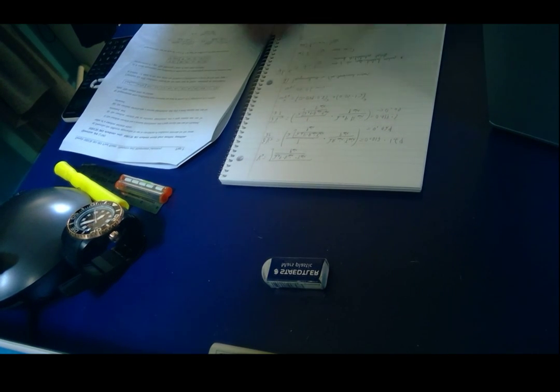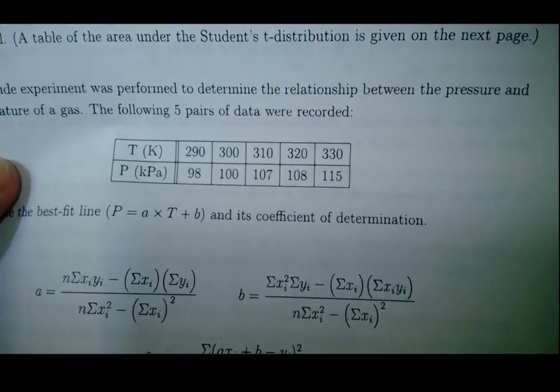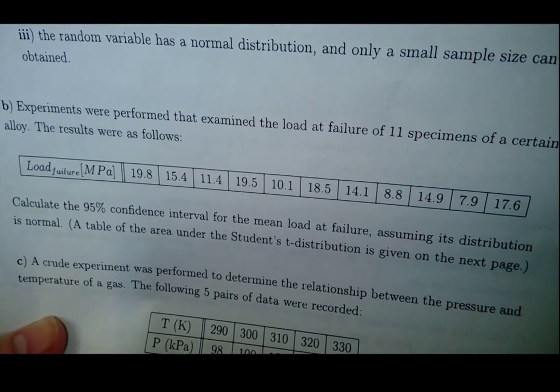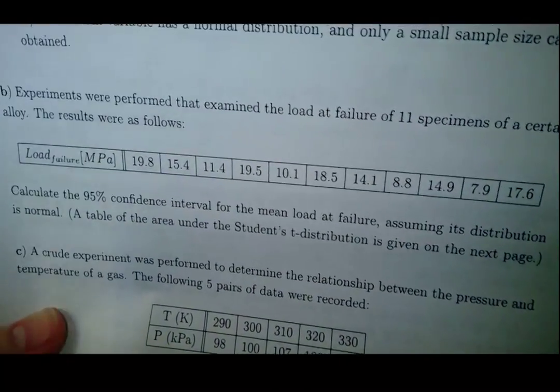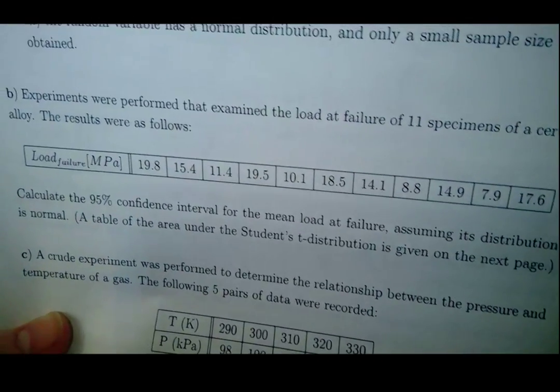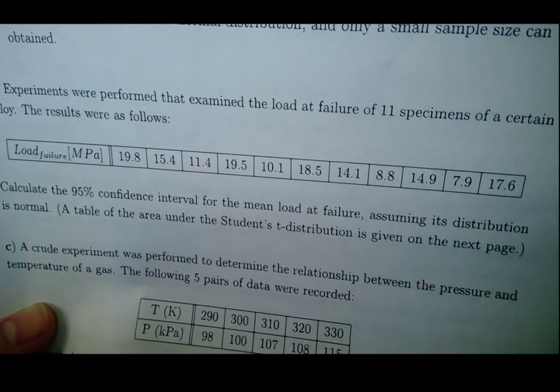So now question B. Experiments were performed that examined the load at failure of 11 specimens, and I will show you this. Of 11 specimens of a certain alloy. The results were as follows. Calculate the 95% confidence interval for the mean load at failure, assuming its distribution is normal. The table of the area under the student's t distribution is given on the next page.